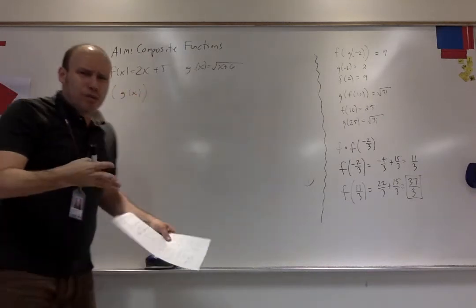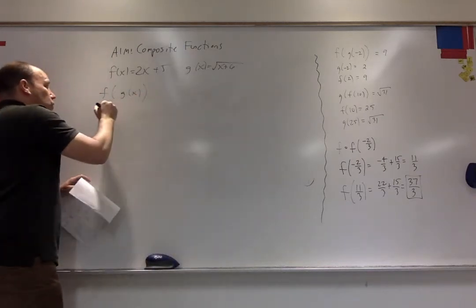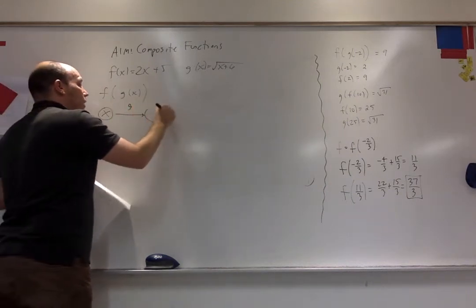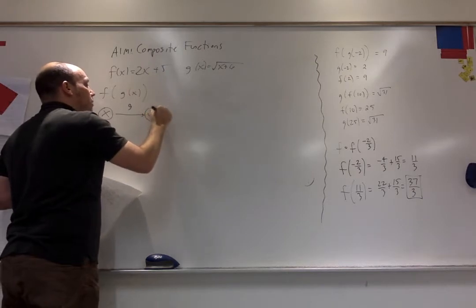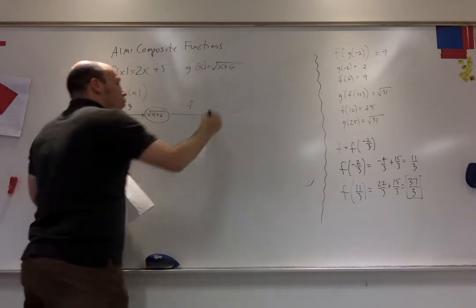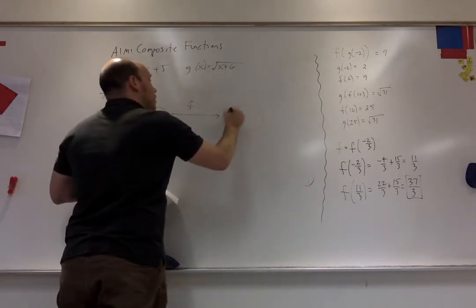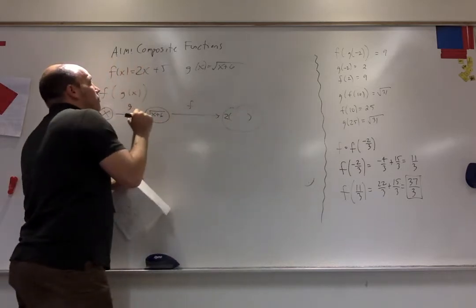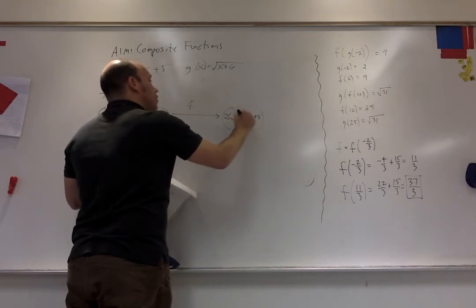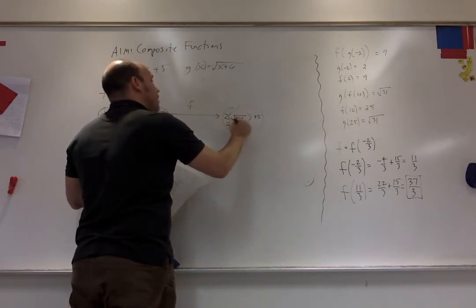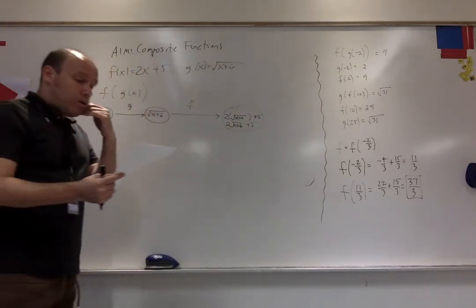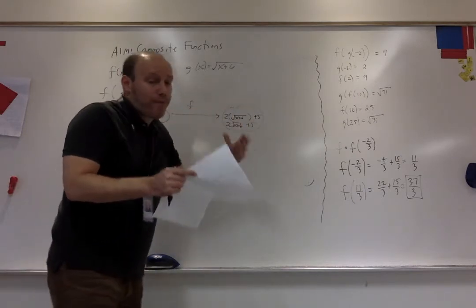Well, let's think about it using mapping. What's the first thing we're doing? We're taking x. What does g do to my x value? It's turning it into the square root of x plus 6. And then what is f doing to this thing? It's taking whatever's in there, doubling it, and adding 5. Final answer, 2 radical x plus 6, plus 5. That's it. That's all it is. So once again, you're just putting a function inside of a function. That's it.